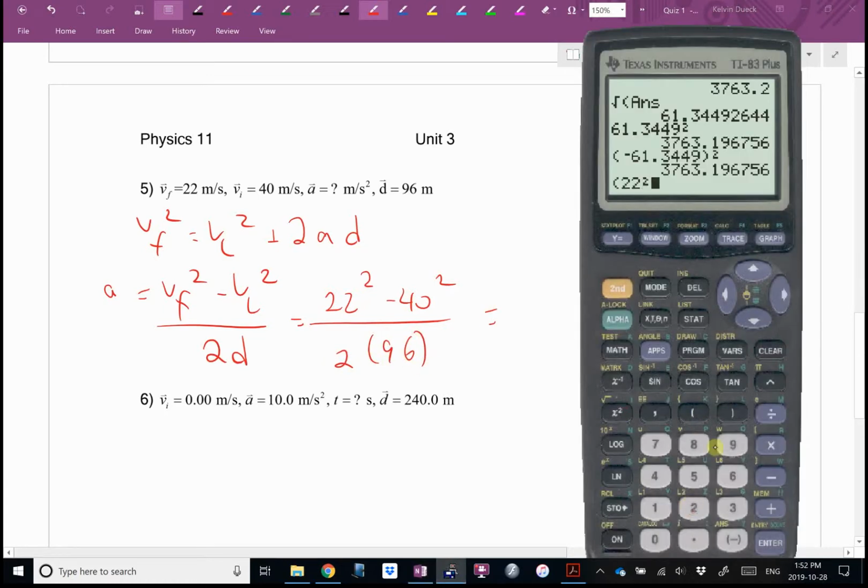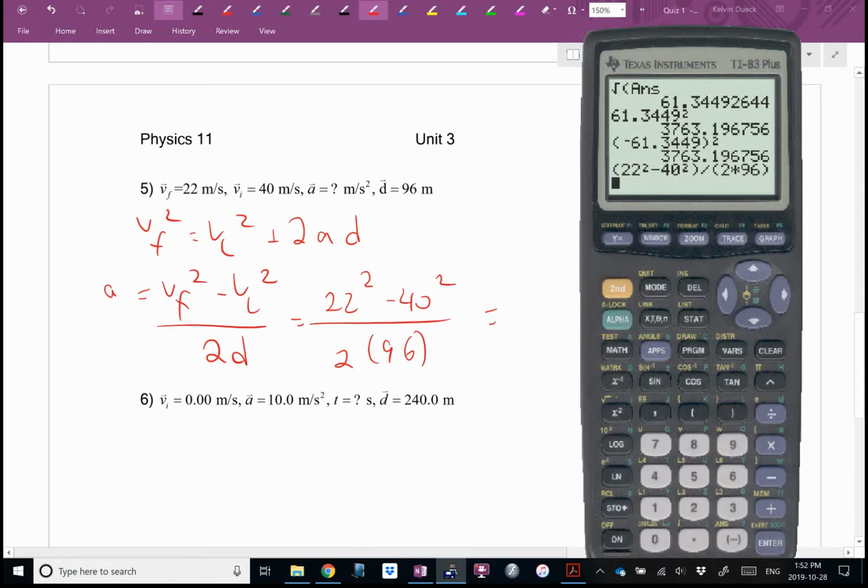Brackets around the top. Oh, typo. Brackets around the bottom. And I ended up with negative 5.815, but I went to 3 sig figs. The negative didn't surprise me. It comforted me. I probably did this right.